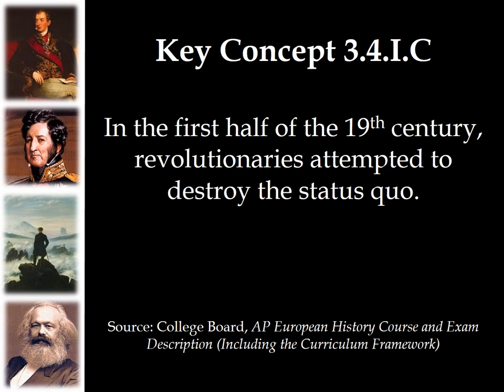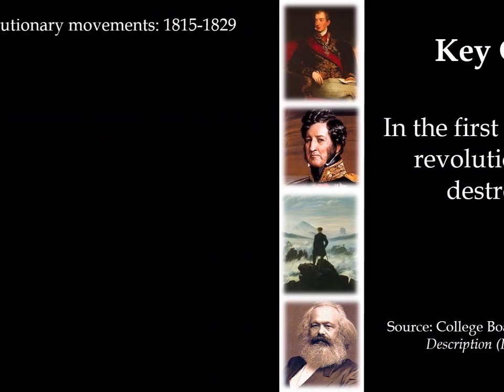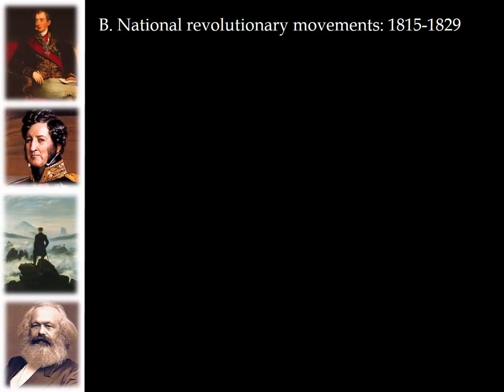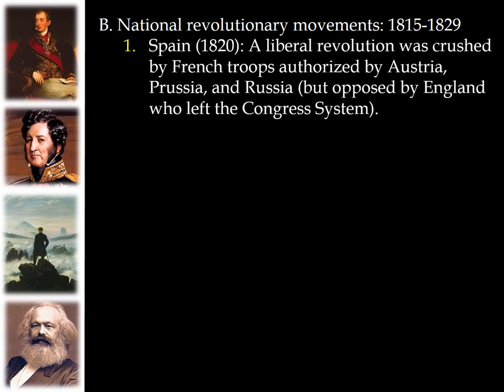Key concept. National revolutionary movements between 1815 and 1829, many of which will be attempted to be put down by the Concert of Europe that had been designed specifically to squelch these kinds of rebellions, but not all of them will be completely obliterated, as we will see.